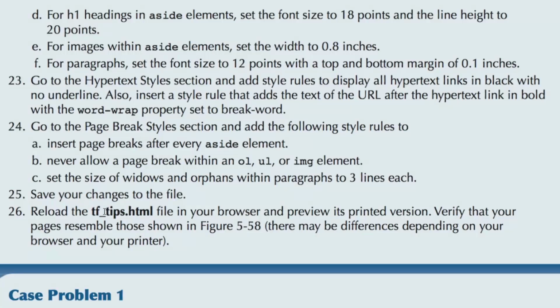In step 23 we go to the hypertext style section and add the style rules to display all hypertext links in black with no underline. Also we'll insert a style rule that adds the text of the URL after the hypertext link in bold with the word wrap property set to break word. Sometimes URLs can be long and we want to allow it to be broken if need be.